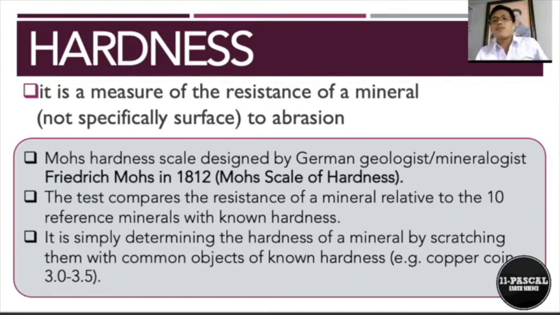The test compares the resistance of a mineral relative to 10 reference minerals with known hardness. It is simply determining the hardness of a mineral by scratching it with common objects of known hardness. For example, a copper coin has a Mohs hardness falling in the scale of 3 to 3.5.